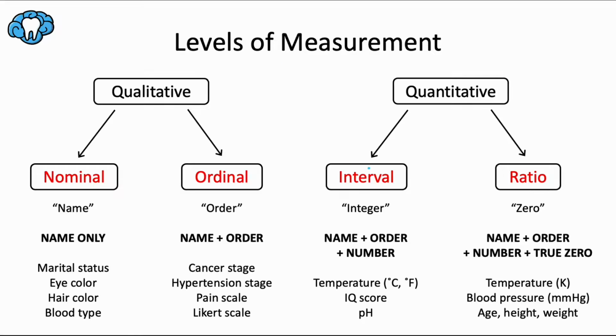So putting this all together, in summary, a nominal variable categorizes and labels values. An ordinal variable also ranks categories in some sort of order. An interval variable has known equal intervals, and a ratio variable has a true or meaningful 0. Each one, as you can see, builds upon the last.